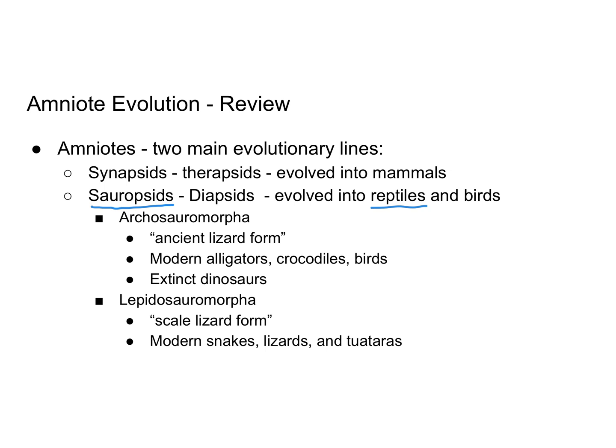There are the Archosauromorpha, and that word roughly translates to ancient lizard form. It includes the crocodilians and also birds and extinct dinosaurs. The Lepidosauromorpha translates to scale lizard form, and it includes the modern snakes, lizards, and tuataras.